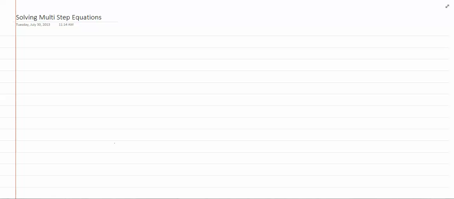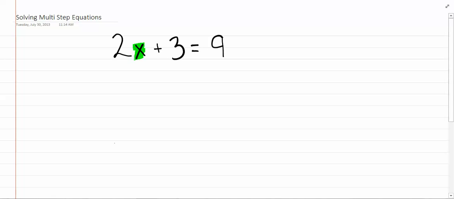Hey everyone. Today we're looking at solving equations with more than one step, or multi-step equations. Let's get started with some examples. So say we have 2x plus 3 equals 9. Now, as always, our goal with these problems is to get the variable by itself to see what value of x we can plug in to make this statement true.